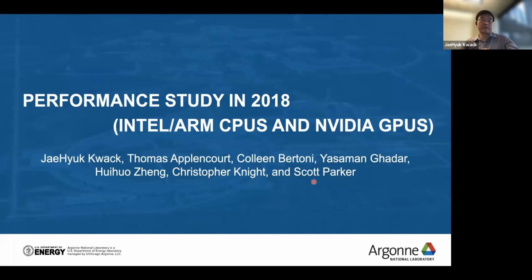So let me move on to the first part of this talk, which is a performance study done in 2018. In the 2018 timeframe, as I showed in the previous slide, around 80% of performance was coming from CPU-based systems. So we chose many different CPU architectures, and we also included one of the most powerful GPUs of 2018. This work was done by me and Thomas, Colin, Yasi, Piho, Chris and Scott, and it was presented at the Cray User Group meeting in early 2019.